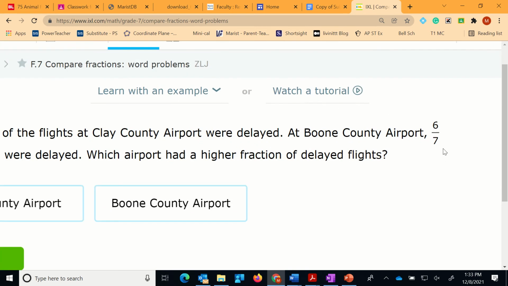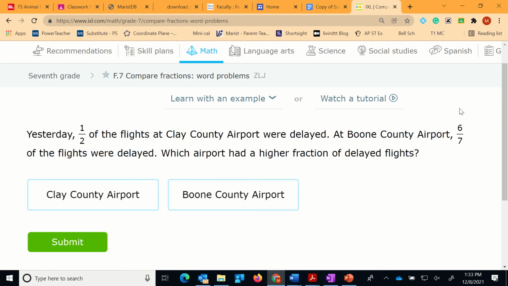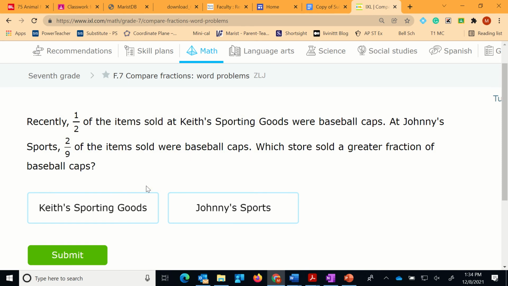Think about what's half of 7? It's 3.5, right? 3.5 is half of 7. So if this is greater than 3.5 over 7, which it is, then there were more flights delayed at Boone County. Okay? So again, 6/7 is greater than 1/2. So Boone County Airport had a higher fraction of delayed flights. Get it together, Boone County.